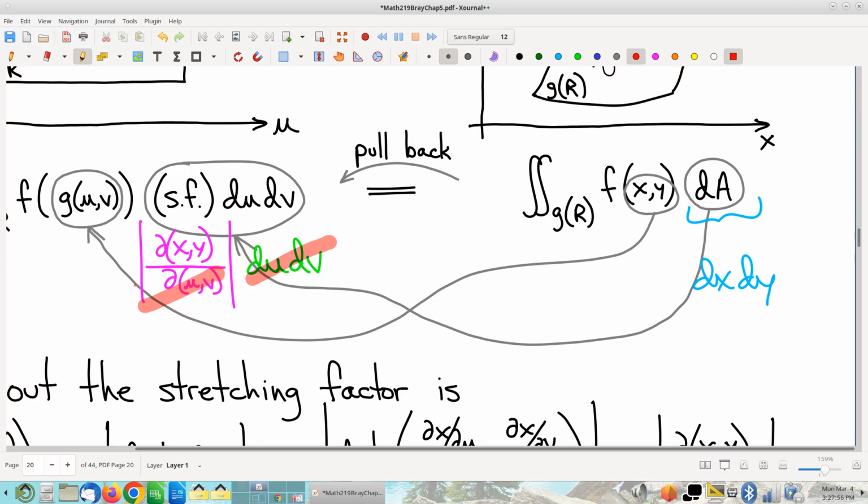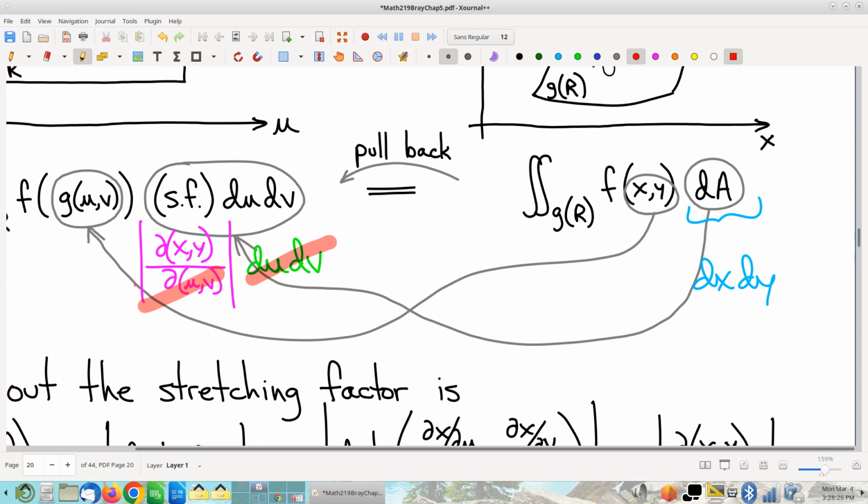So this notation here that's suggestive of this being a fraction, it's kind of nice. There are going to be situations where it's not clear whether you want partial xy, partial uv, or partial uv, partial xy. The fact that the fake, nonsensical cancellation always goes the way that it should is very helpful.